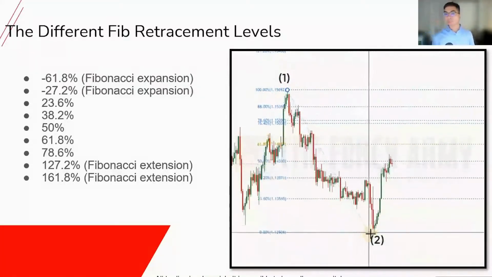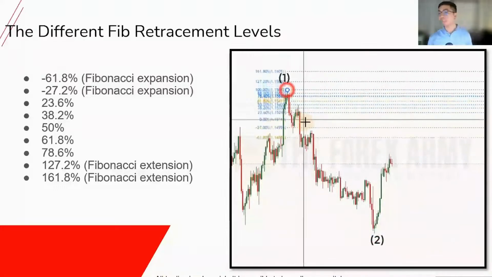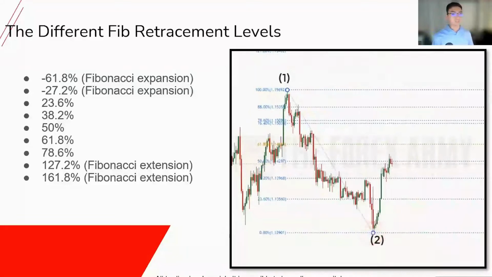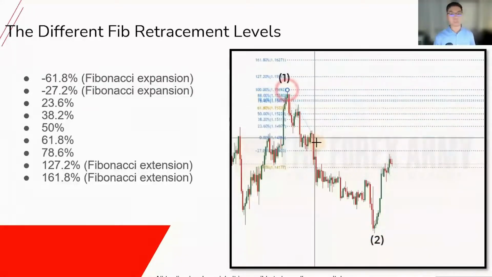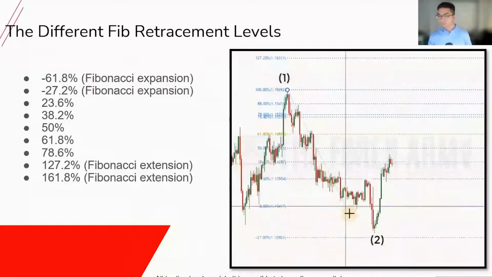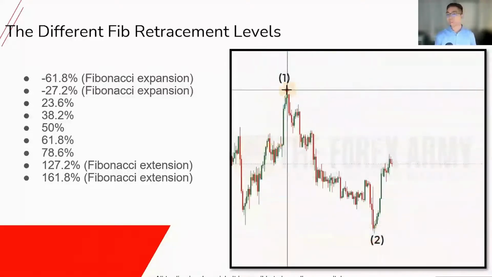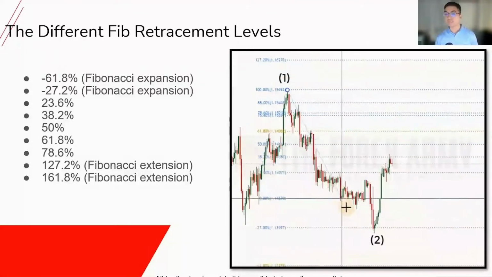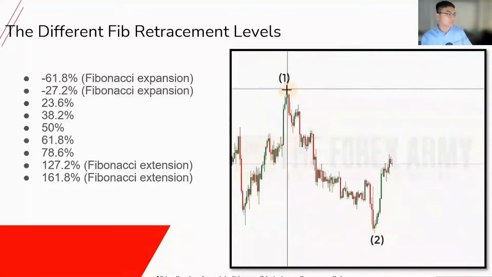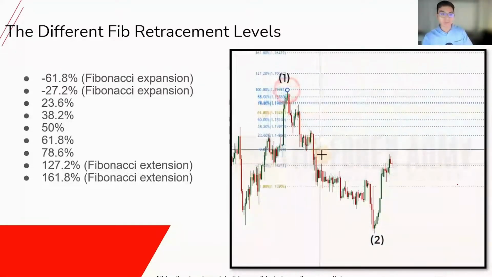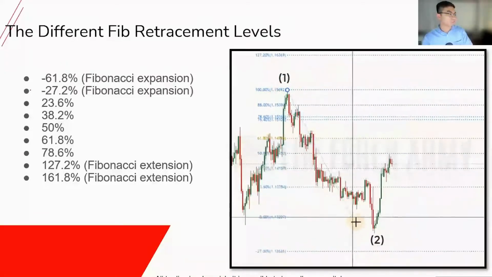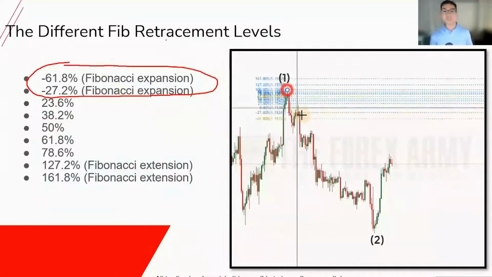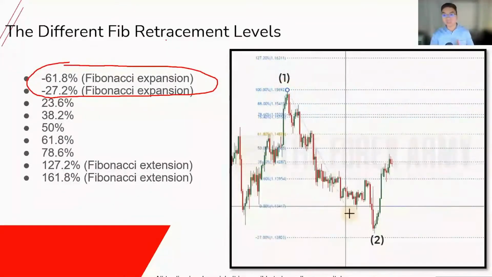So now that we know how to draw the fib retracement trend line, let's look at the different types of levels ranging from negative to above 100%. Although the tool used is Fibonacci retracement, it can lead to three types of levels. Those below 0% are the Fibonacci expansions right here, negative 61.8% and negative 27.2%. You will only be using these two.